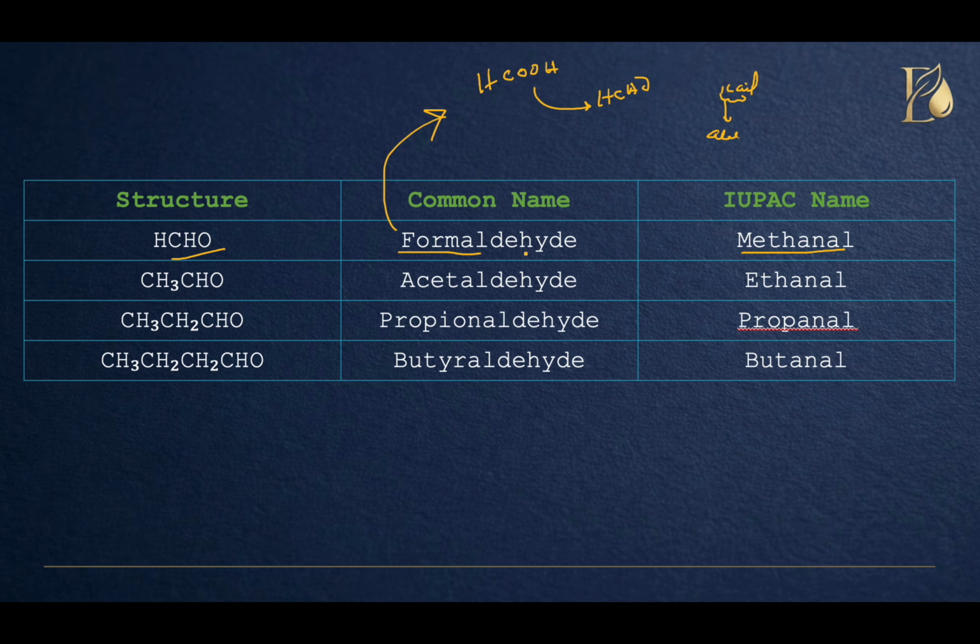That is formaldehyde. Then CH3CHO: for the carboxylic acid it is acetic acid, so in aldehyde it is acetaldehyde. In IUPAC naming it is ethanal. And CH3CH2CHO is propanal; in common naming it is propionaldehyde. The next is butanal. For that the common name is butyraldehyde.